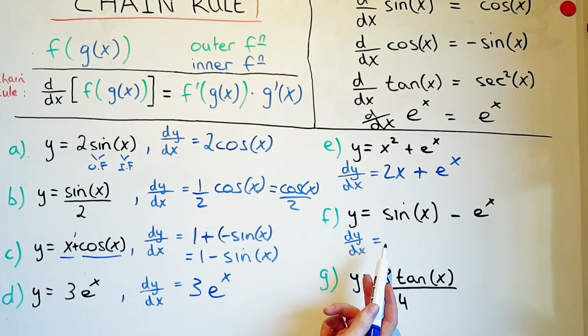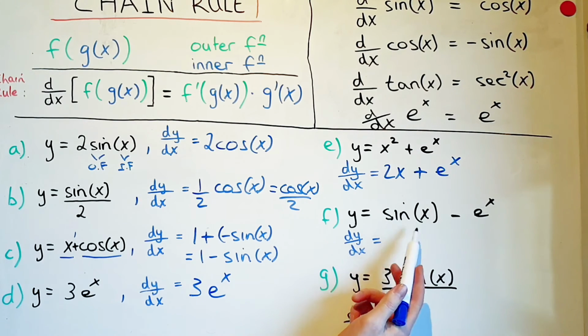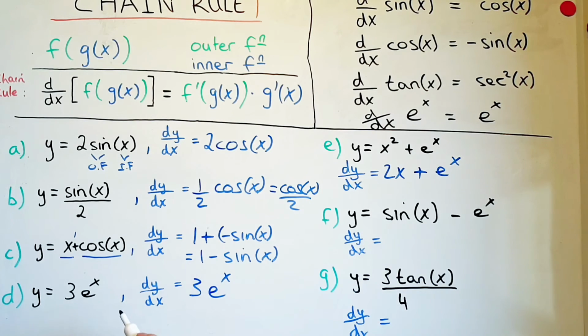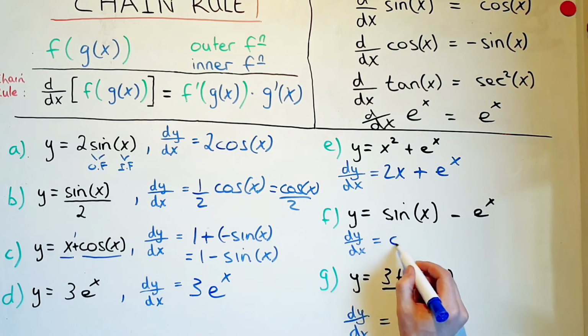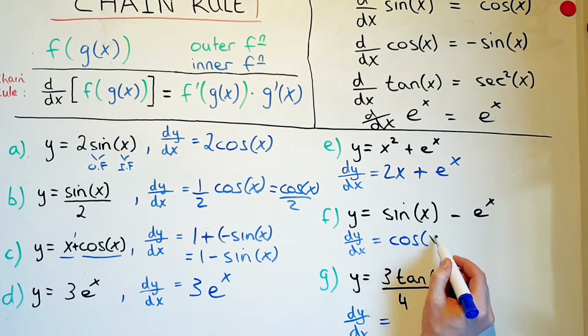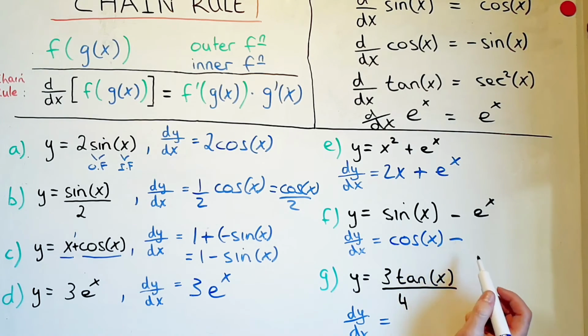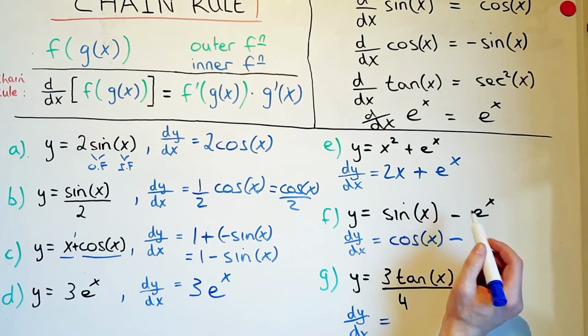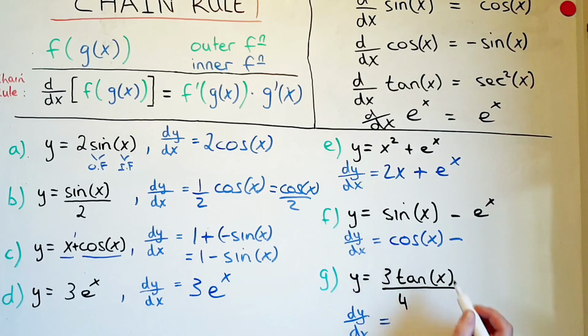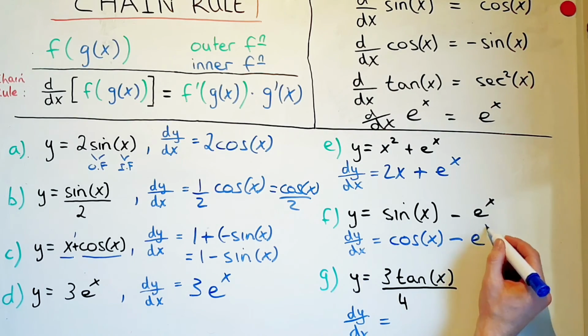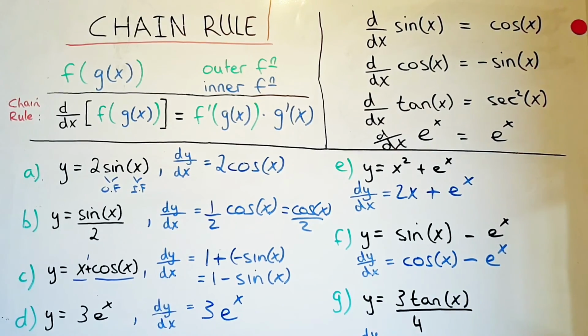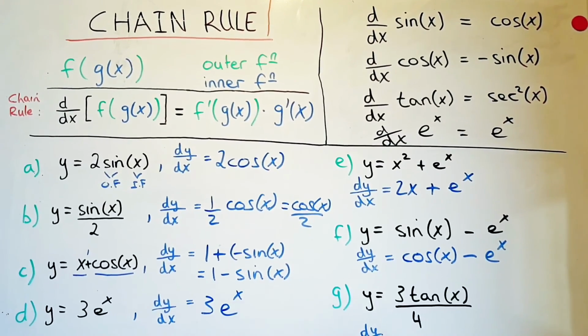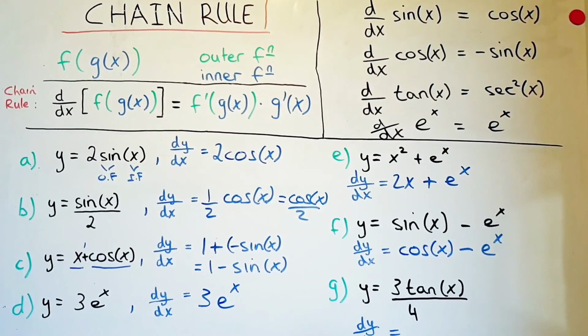Okay, our next one has one trigonometric function and then this exponential here. So again, dy/dx, so sine differentiated, we know, was cosine of x, cos of x, and we have a minus, and we have e to the x differentiated is e to the x. And then our final example is 3 tan x over 4.